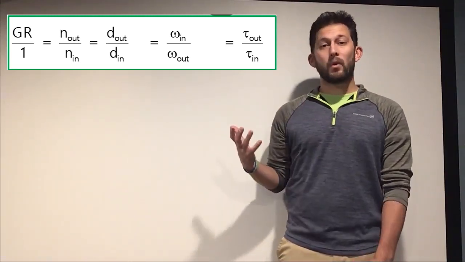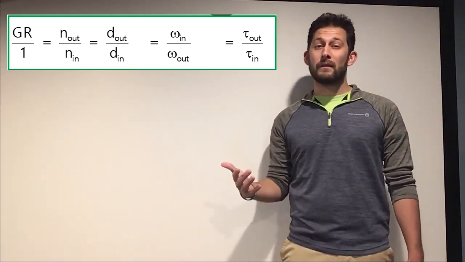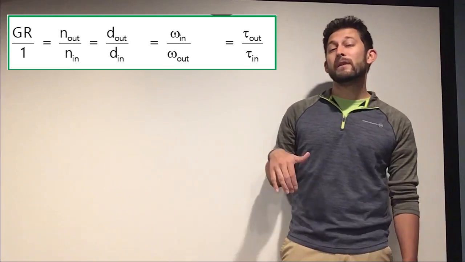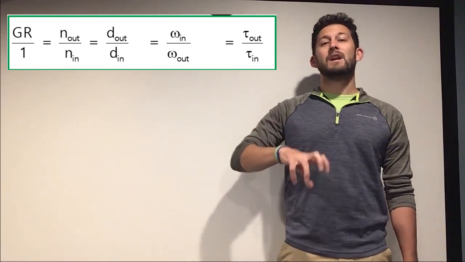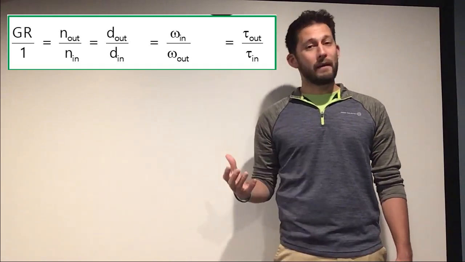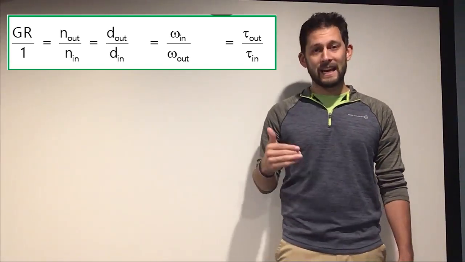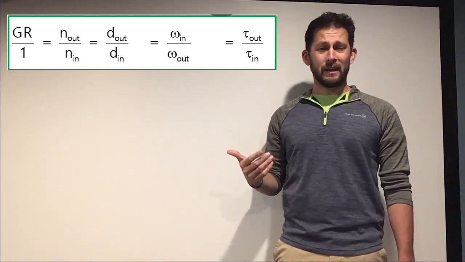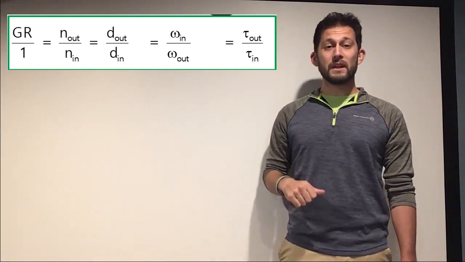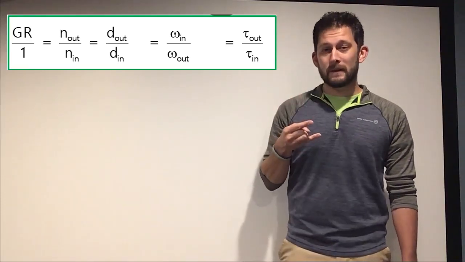Now, maybe I have another equation where I don't have gear ratio, I don't have angular velocity, but I do have a lot of diameter information and tooth information. I could set an equation to have our teeth equal to the diameter ratio. So we can pick apart any piece of this equation and set it equal to each other, which makes our job a lot easier.